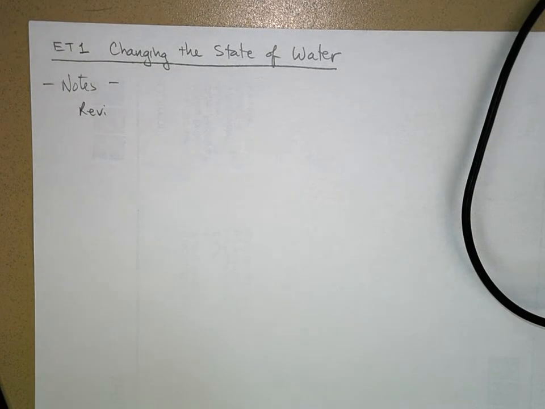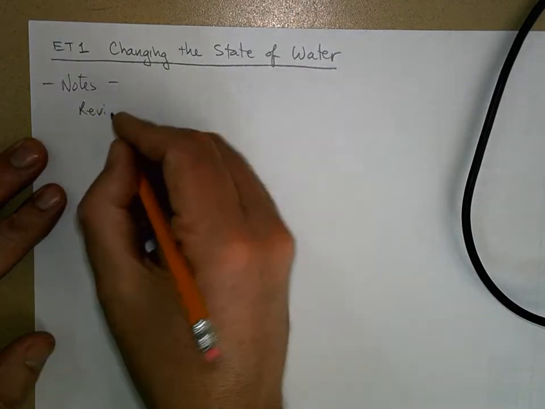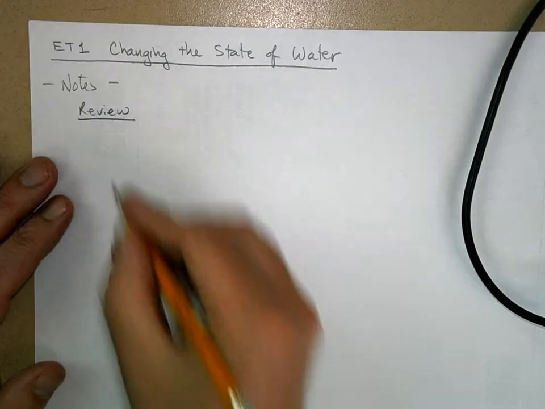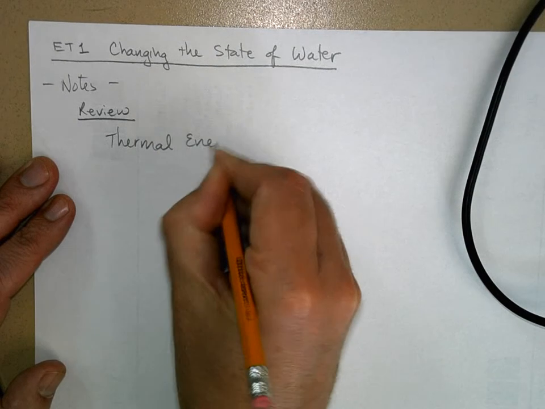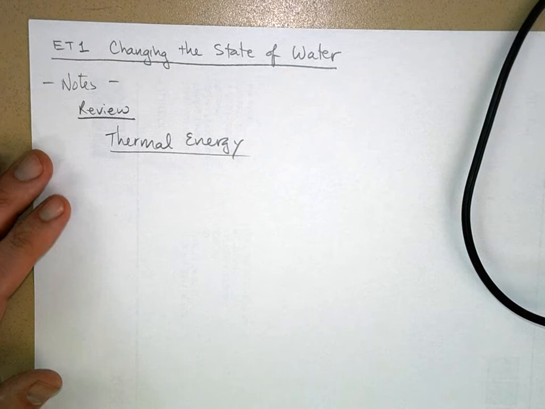Okay, we're going to study the energy it takes to change the state of water. That's like when you melt water or freeze water, or when you vaporize water, or when you condense water. But let's review a little bit. We have what's called thermal energy. And thermal energy is pretty easy to understand.